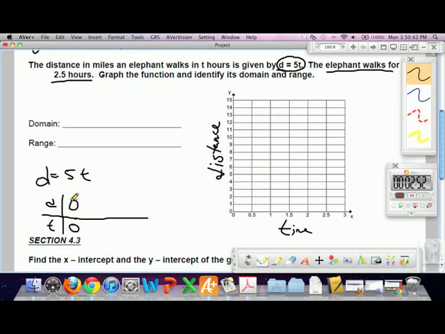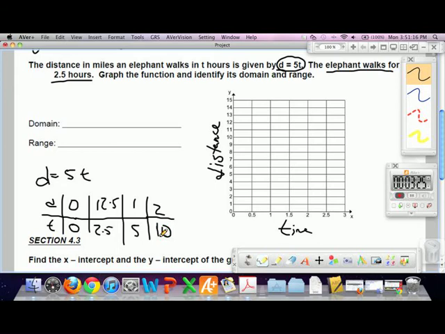The most amount of time it can walk is 2.5 hours. And how far is that? We'll plug in 2.5 into the function and get 5 times 2.5, which is 12.5 miles. And let's pick some other values in here just in case. So it can walk, say, 1 hour and go for 5 miles. It could also walk for 2 hours and go for 10 miles. It could not walk more than 2.5 because that's all the function says, so we're bounded by 2.5, which is the maximum time.